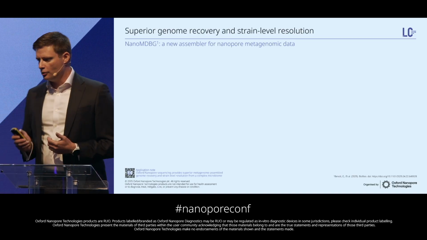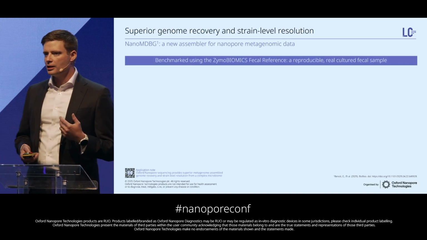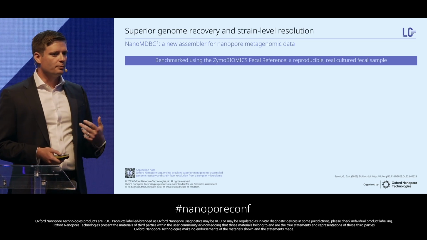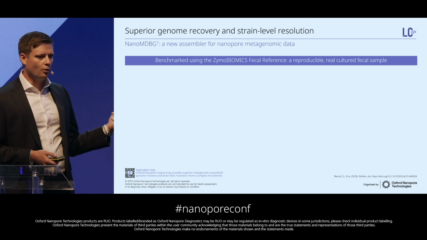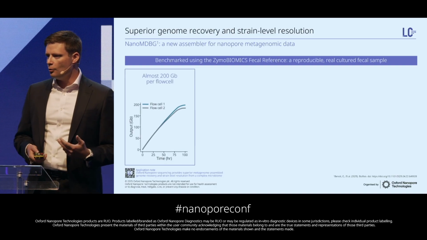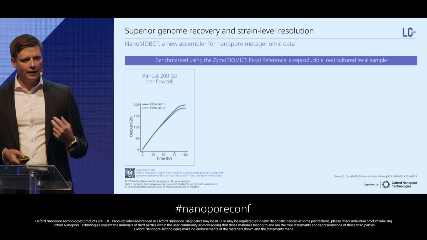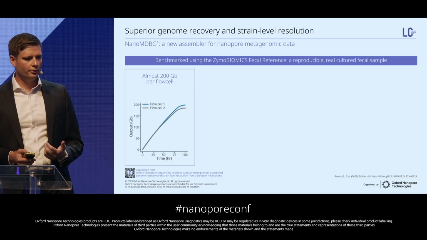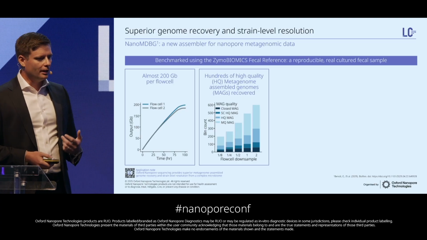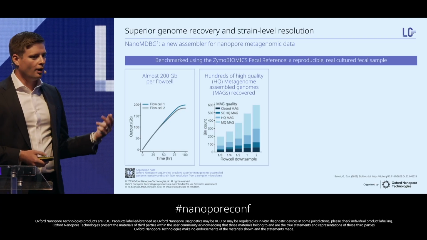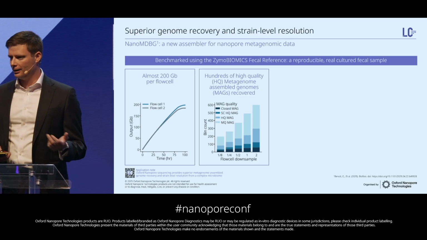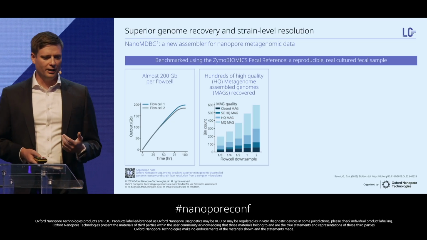To benchmark this new assembler, we sequenced the Zymobiomics fecal reference sample, a real human fecal sample that's been cultured to a large amount and aliquoted for reproducible study. So we sequenced this on 2 of our PromethION flow cells, and each of these achieved almost 200 gigabases of sequencing output. This was assembled and then binned into over multiple hundreds of high-quality metagenome assembled genomes, or MAGs, as well as hundreds more of medium quality.